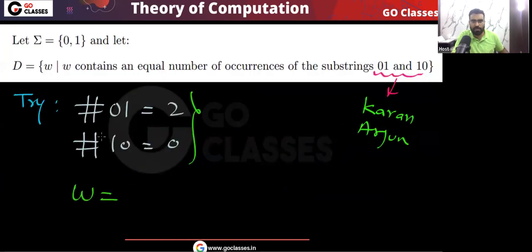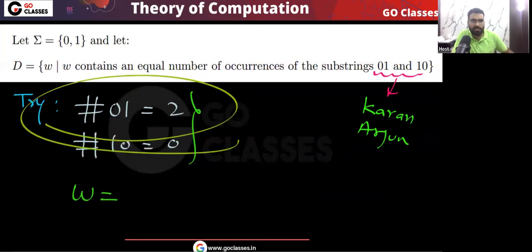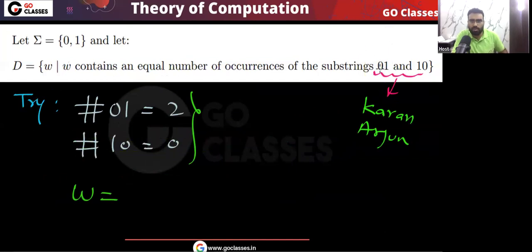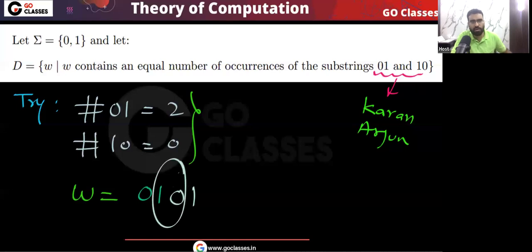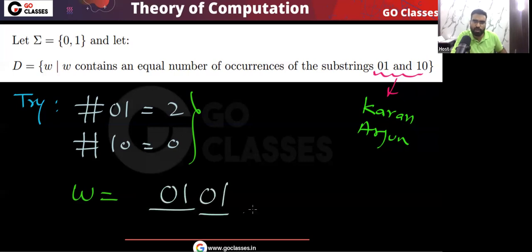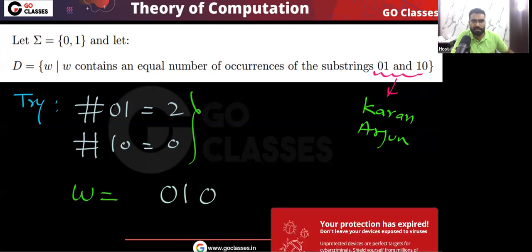But now look at this one. Can I create this type of string where there are two 0 1 but there is no 1 0? Okay, let's try to create. I want 0 1. This 0 1 I want. I want another 0 1, but I don't want any 1 0. Okay, can I take this? Can I take this? No, I got 1 0. Can you see I got 1 0? See, if you want 0 1 two times, then you will also get 1 0.